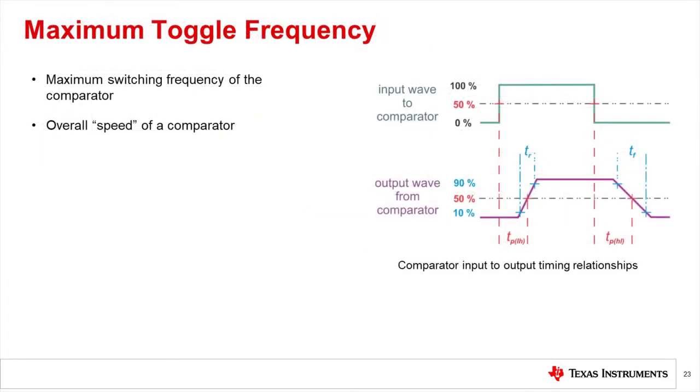The final AC specification that we'll discuss is the maximum toggle frequency, which is essentially the maximum switching frequency of the comparator. This specification gives an impression of the overall speed of the comparator and how fast the comparator can detect a signal going from low to high.